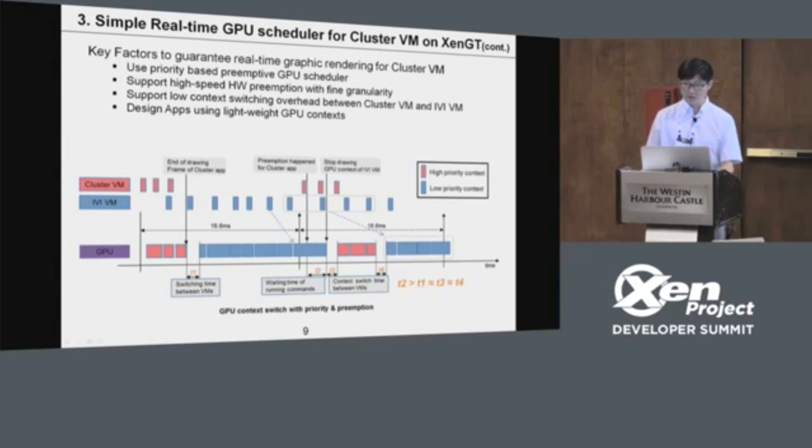Lastly, graphic applications should be designed using lightweight GPU context. If a graphic application uses heavyweight GPU commands, the T2 time will increase. It makes it hard for the scheduler to schedule for real time. T2 time is the most important key factor for real-time scheduling.